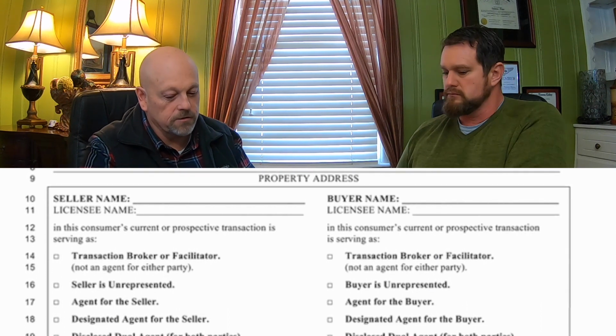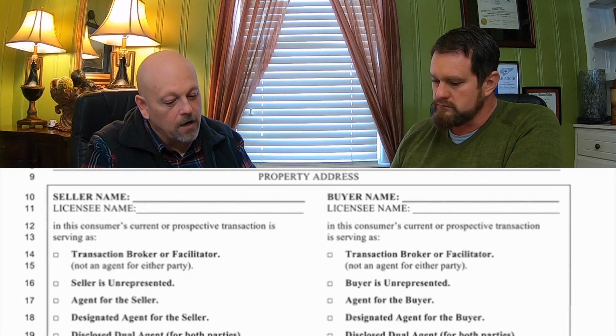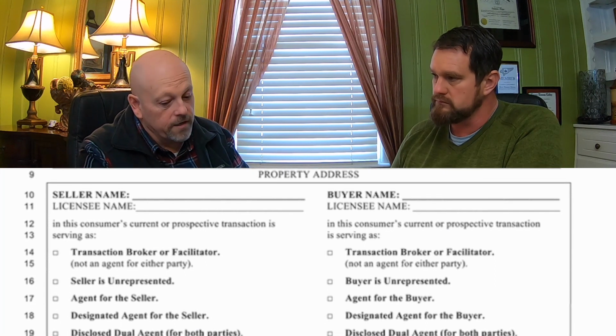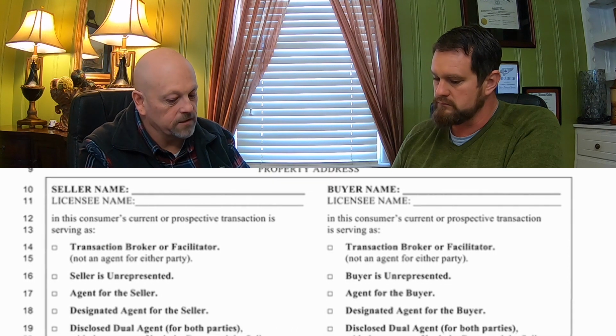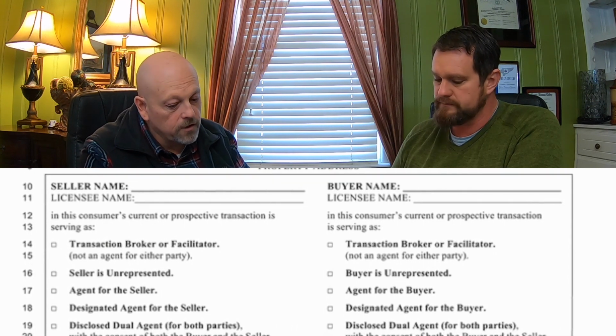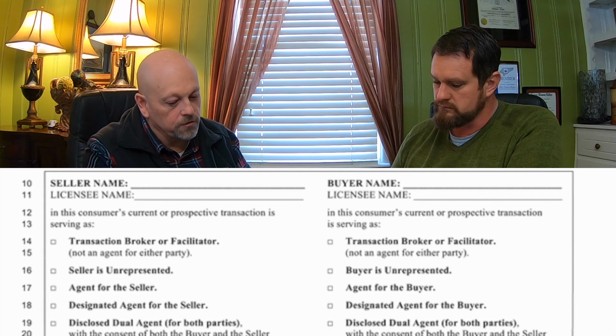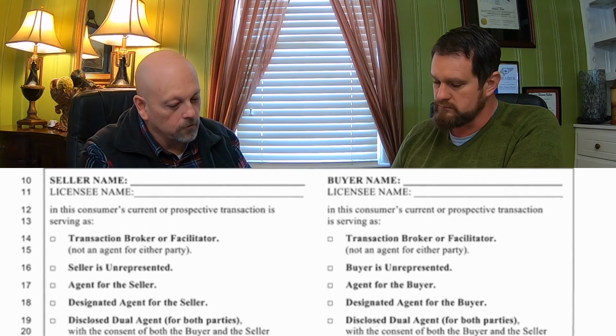Let's talk about the buyer's side since we're talking about buyers. On the buyer's side, which is off to the right of the form, the first thing is the buyer's name, and that'll just be printed, and then the agent's name or licensee's name, and that'll just be printed there as well. So then there's several boxes here that we can choose, and I'll just go over them real quick, and then we'll explain what they are.